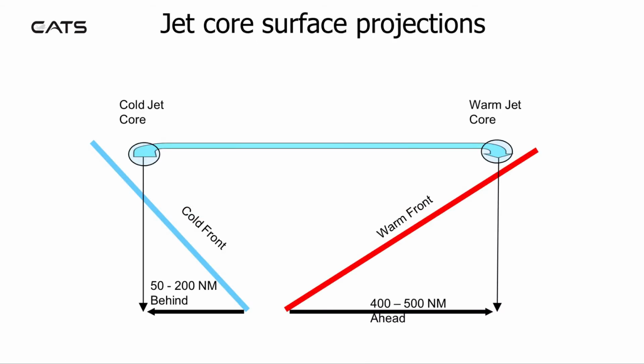Jet core surface projections. The cold jet is 50 to 200 nautical miles behind the surface position of the cold front. The warm jet is 400 to 500 nautical miles ahead of the surface position of the warm front.